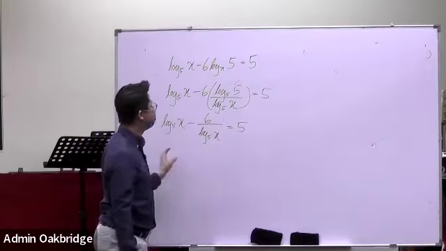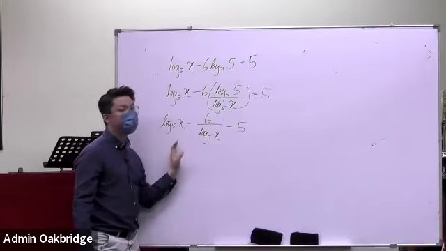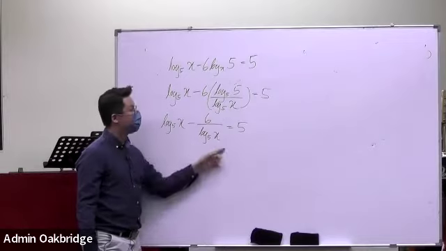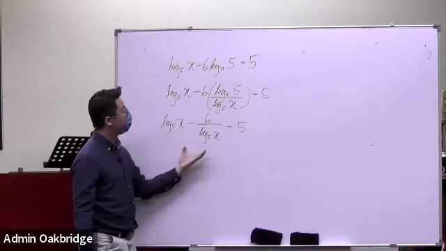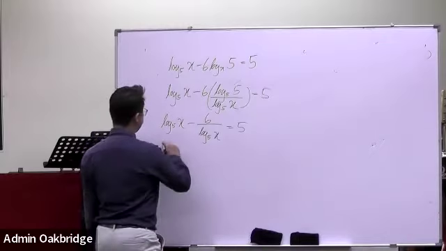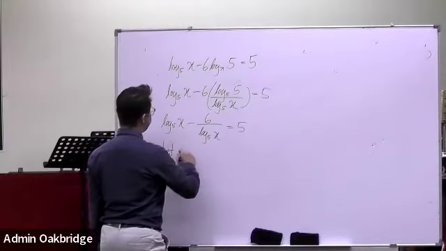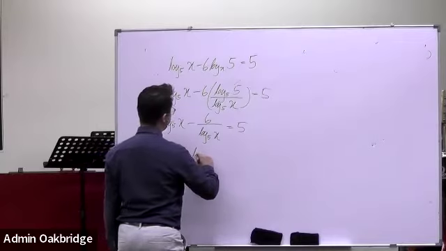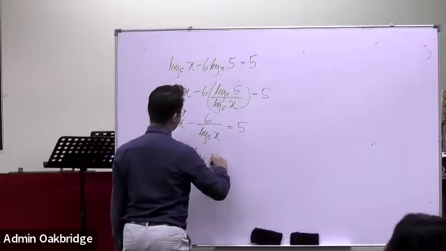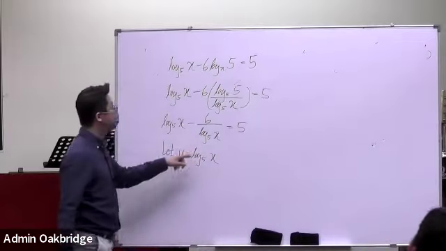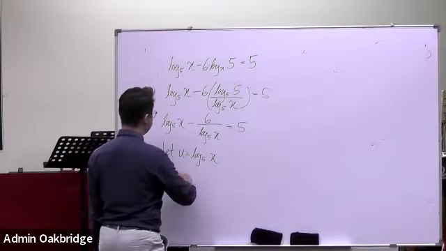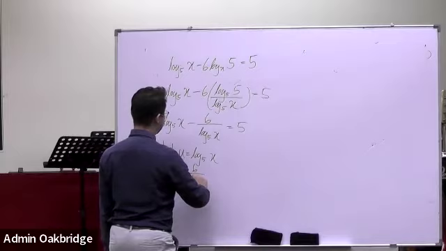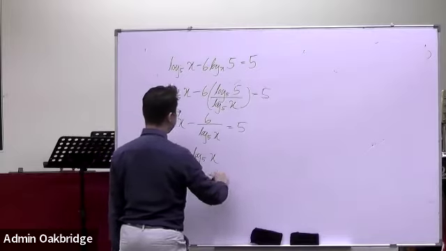You can transform this to a quadratic equation. So here's the key part. When you see the denominator is a variable, you need to convert this to a quadratic equation. So you can let u equal log base 5 of x. Let the denominator become u. Now you transform this to u minus 6 over u equals 5.